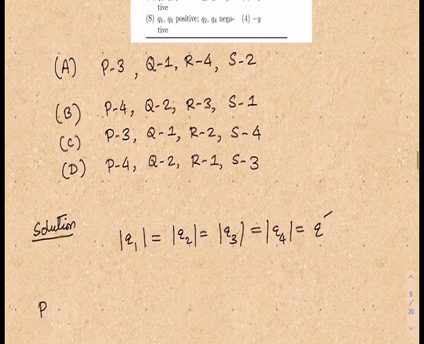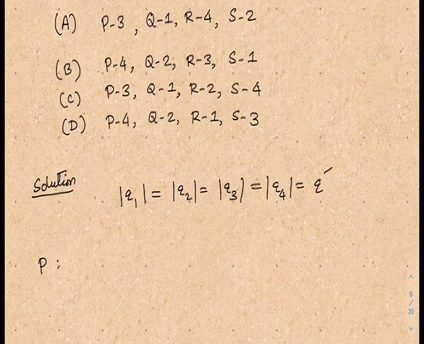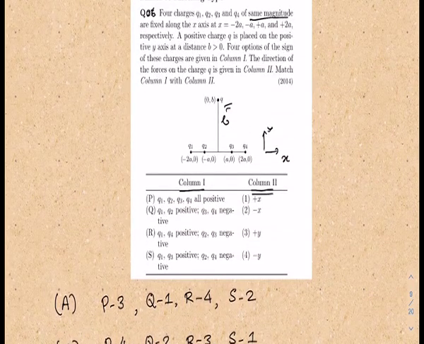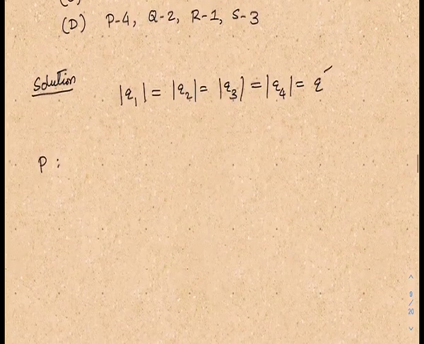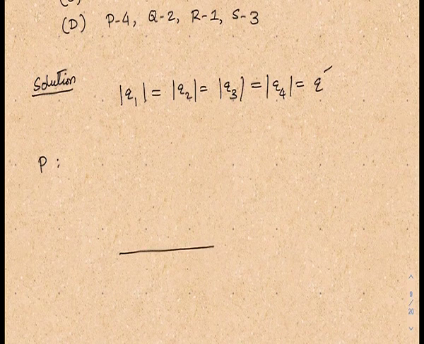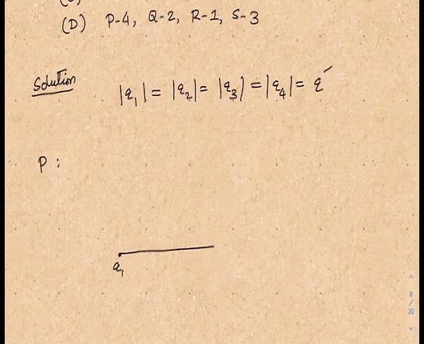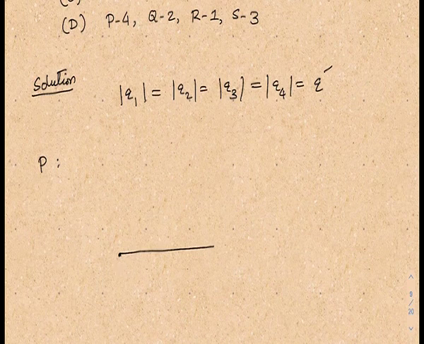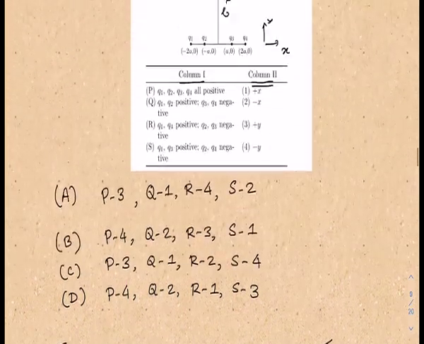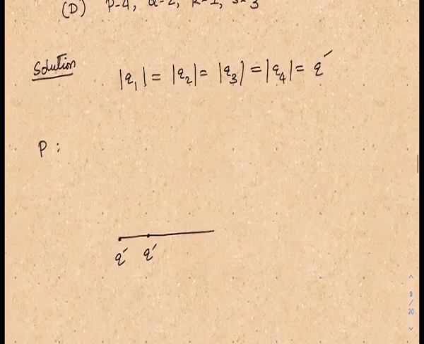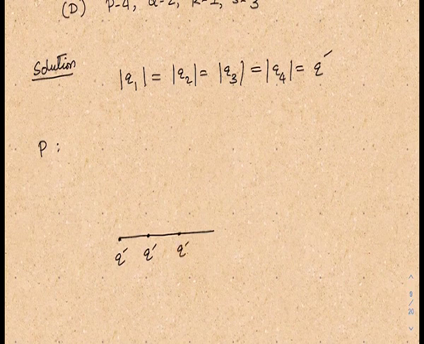In the first case, all of them are at point P. In column 1, P says Q1, Q2, Q all positive. If all positive, then Q1 dash, Q dash, already the magnitude is the same, and this time they are the same charge, so all of them are positive, it matters.